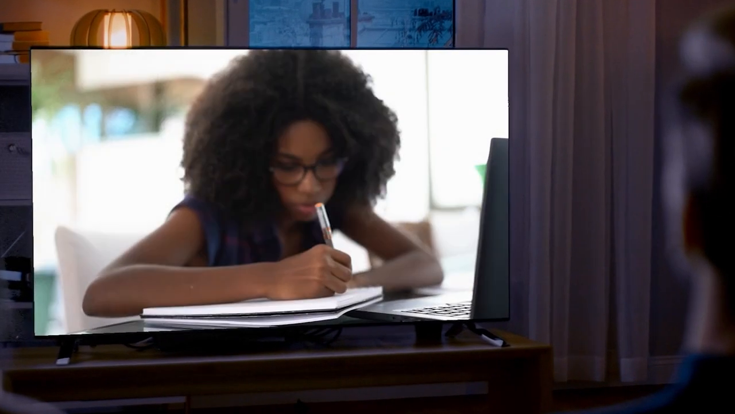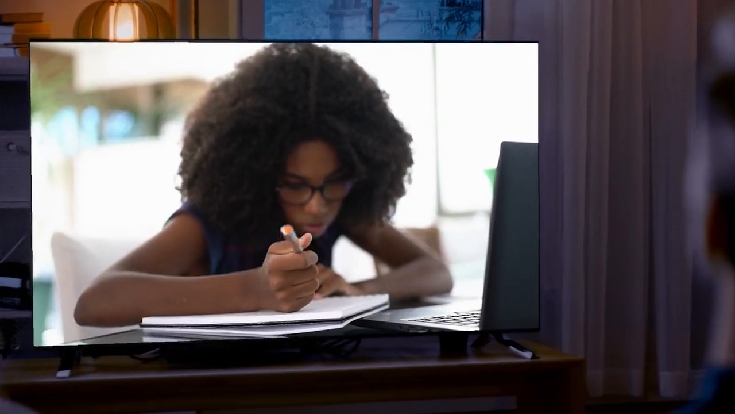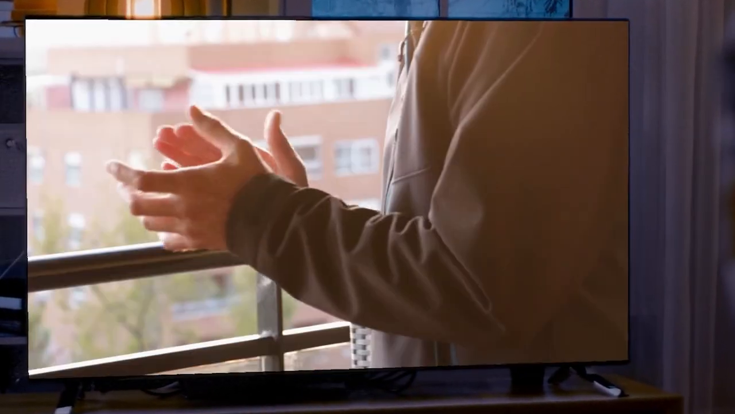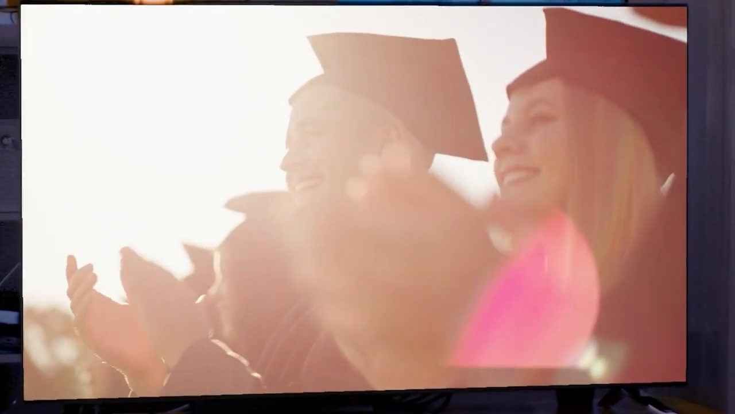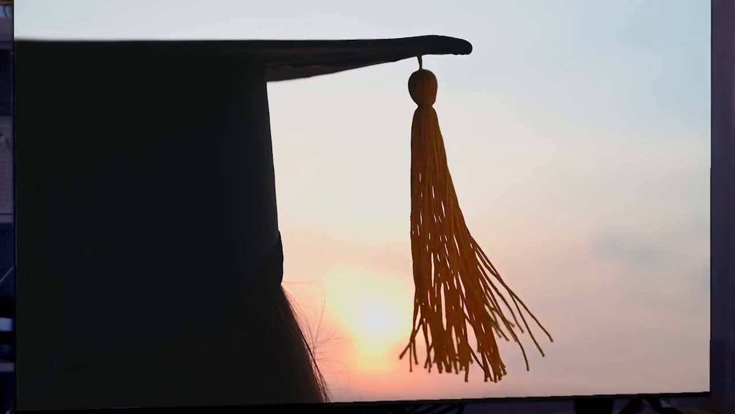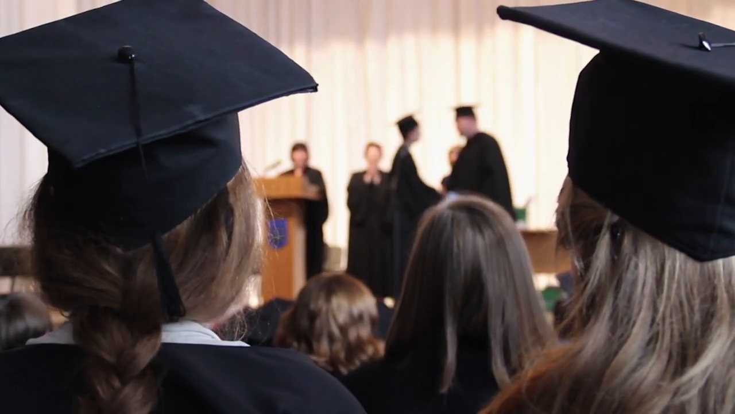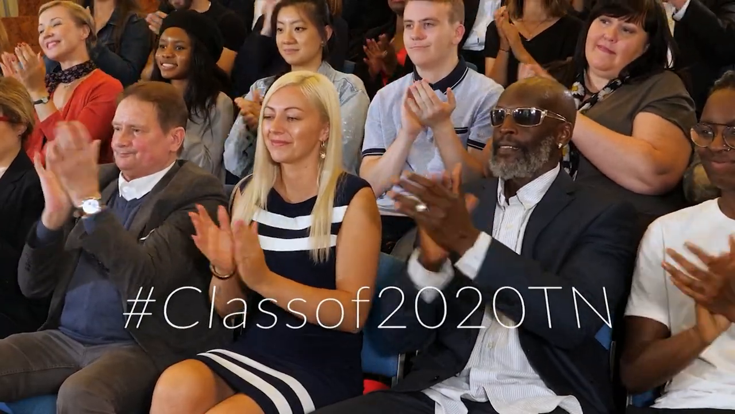We know this year didn't go according to plan. Life occasionally springs a pop quiz on you, but you passed the test. Your family is proud of you, and Tennessee is proud of you. This year may have been different, but you met the moment and graduated. And we, at the Tennessee Department of Education, want to spend the next few weeks celebrating your accomplishment. Congratulations, class of 2020.